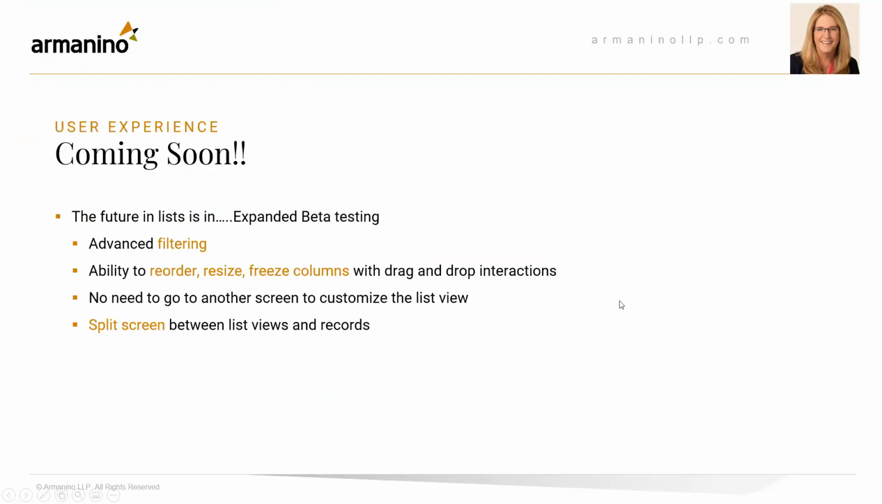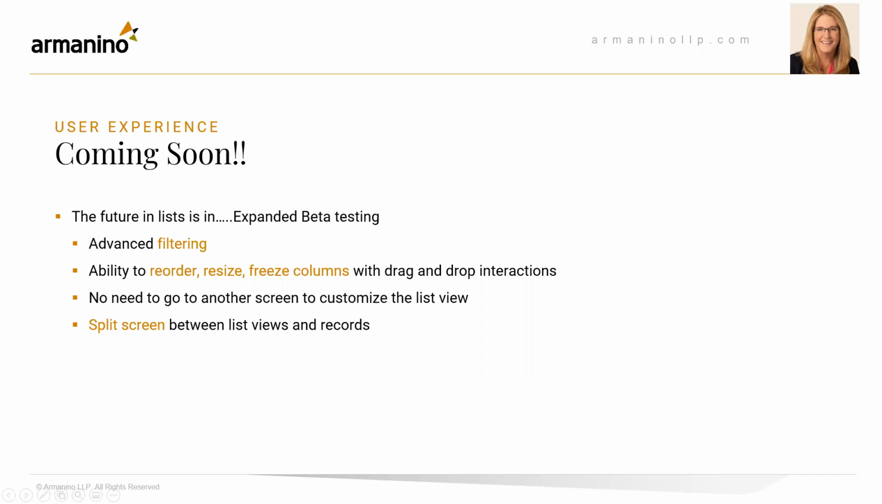All right, and then coming soon, I know we talked about this for a few releases, hopefully it will come soon, but we're starting to see some examples of this, the future and list for beta testing. So in your list, you will have advanced filtering ability, the ability to reorder, resize, freeze columns, drag and drop interactions. There will be no need to go to another screen to customize the list view. It'll be right there, and then you'll do split screens.